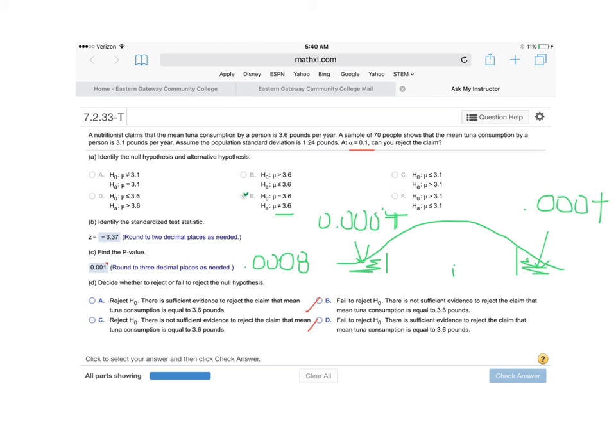Well, when you reject, you have sufficient evidence. So A says, reject the H0. There is sufficient evidence to reject the claim that the mean tuna consumption is equal to 3.6 pounds. When you fail to reject, that's when you have insufficient evidence.